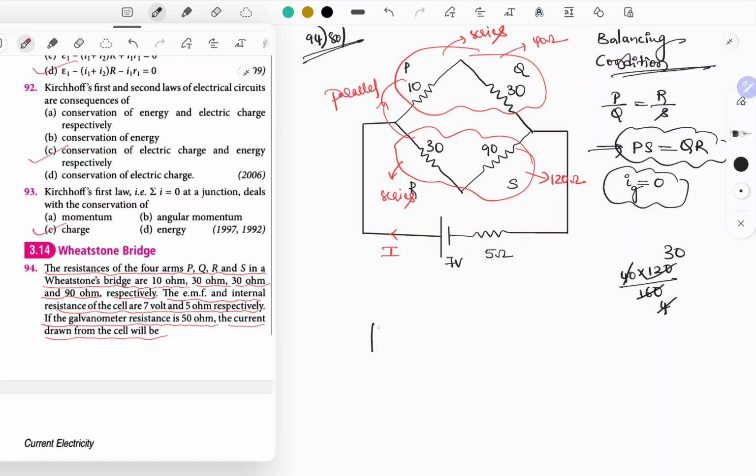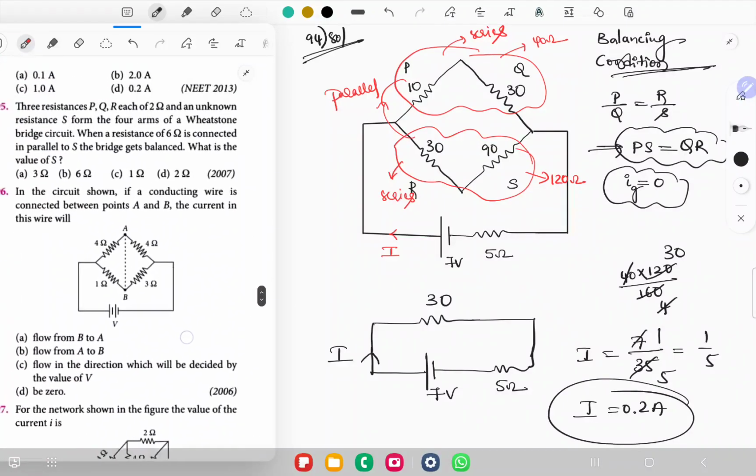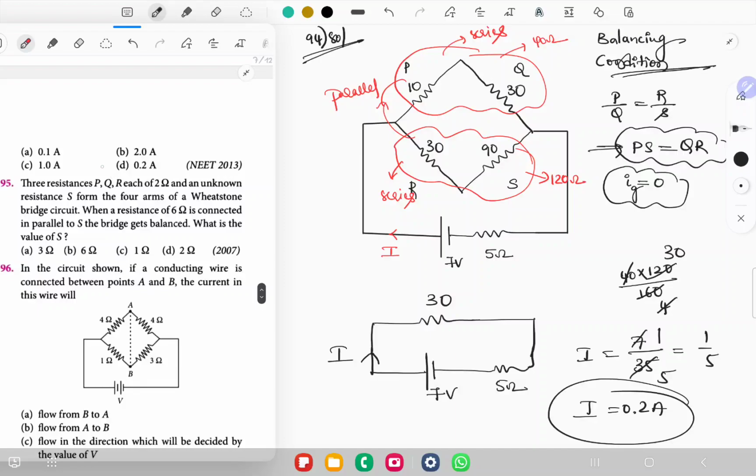Now the remaining circuit can be replaced as shown. Here it is. So 7 volts, 5 ohms internal resistance, external resistance is 30. Now I have to find the current I from this cell. I is equal to V by R. V is 7, R is 35, which gives 1 by 5. Then I is equal to 0.2 amperes. That's the current. For question number 94, option D is the correct answer. Understood?